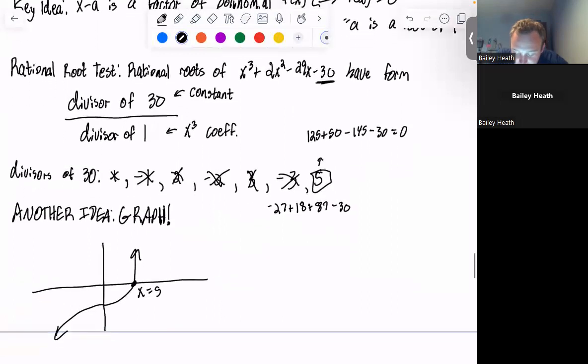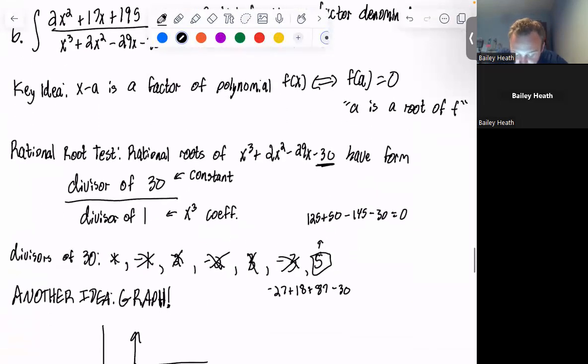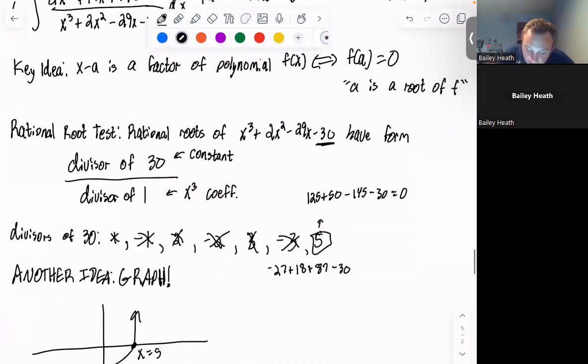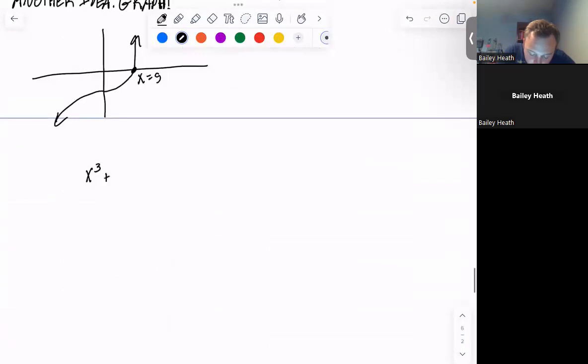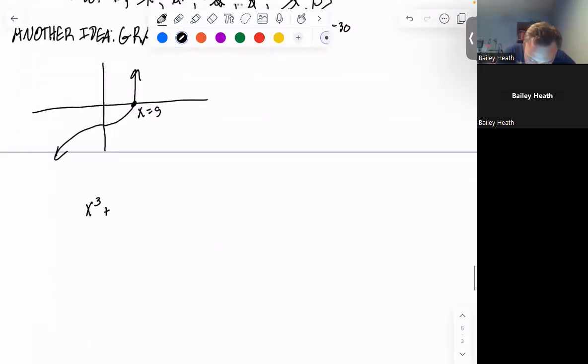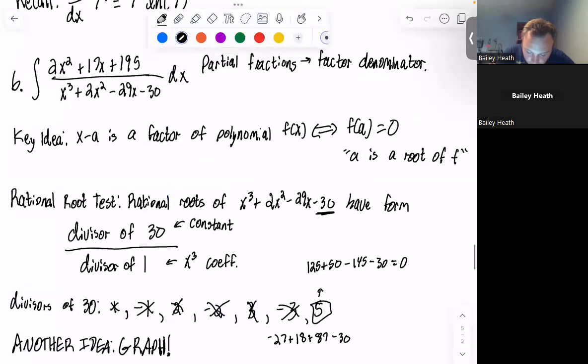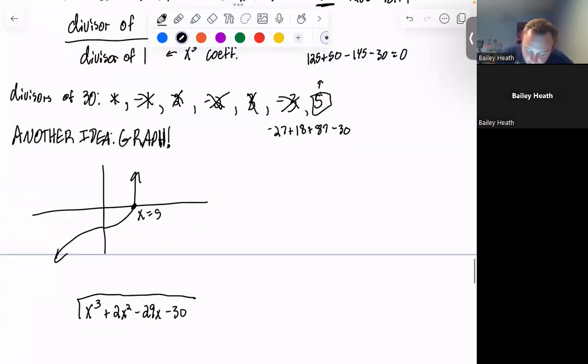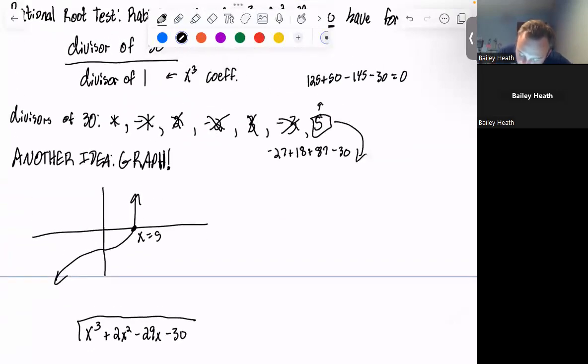But here's the idea now. I know that one of the factors is x minus 5. How do I figure out what the other factors are? Well, I'm going to have to divide, and do my polynomial long division, right? So we're not going to totally get away from polynomial long division. Minus 29x minus 30. I'm going to divide, right? So 5 is a root. So this tells me that x minus 5 is a factor.